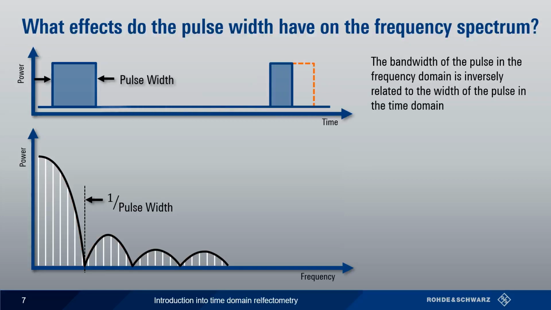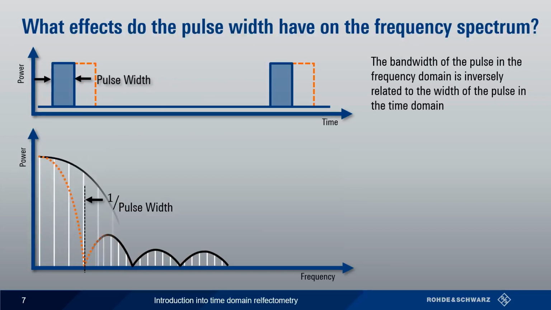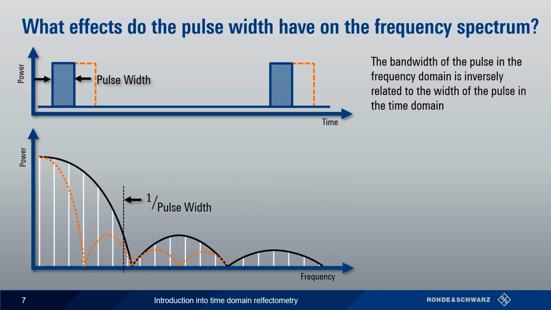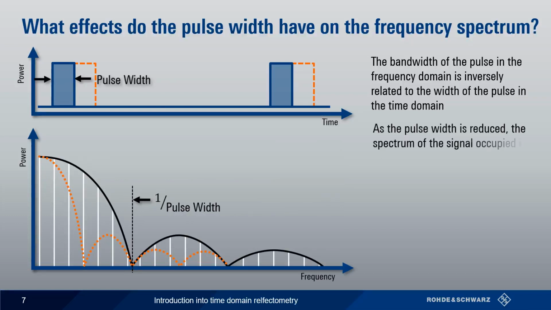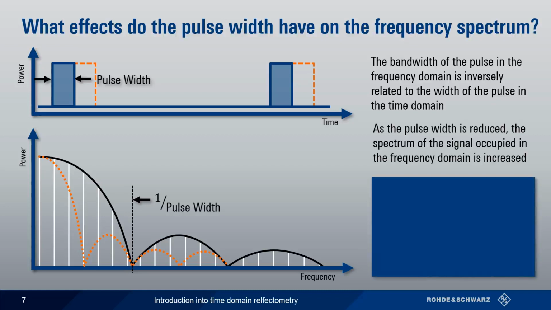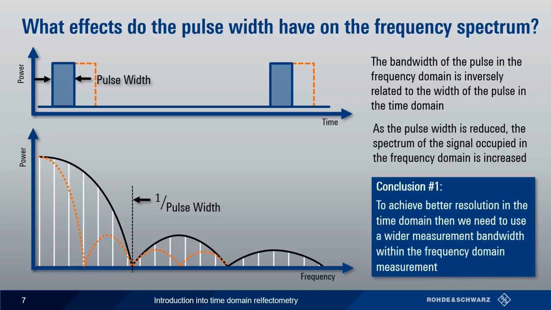So consequently, as we narrow our pulse, because we want to have better time resolution, we end up spreading the frequency spectrum over a wider bandwidth. And so from this we can conclude that to achieve better resolution in the time domain, we must use a wider measurement in the frequency domain to perform our TDR measurement.